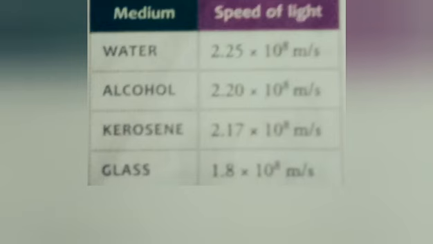The speed of light in other media: in water, the speed of light is 2.25 × 10⁸ meter per second. In alcohol, 2.20 × 10⁸ meter per second. In kerosene, 2.17 × 10⁸ meter per second. And in glass, 1.8 × 10⁸ meter per second. Light takes 8 minutes to travel from the sun to earth.